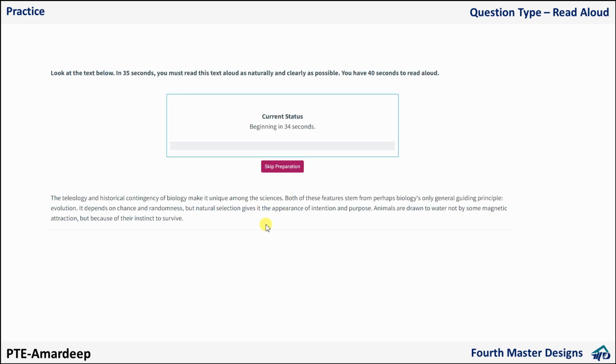So we have this one now, teleology. If you don't know how to pronounce a word, just put in effort; while recording, I cannot think about it. Okay, how to pronounce this one. First of all, put effort. Teleology, whatever. Unique, features, stem, perhaps, biologies, then randomness, intention, magnetic, attraction, instinct, survive.